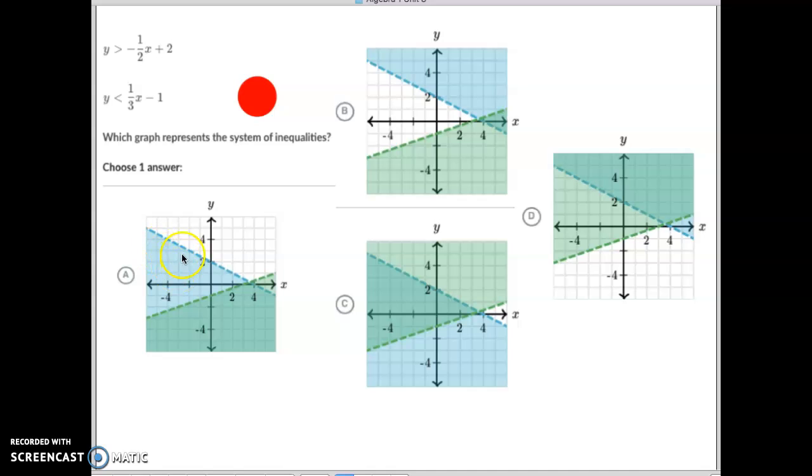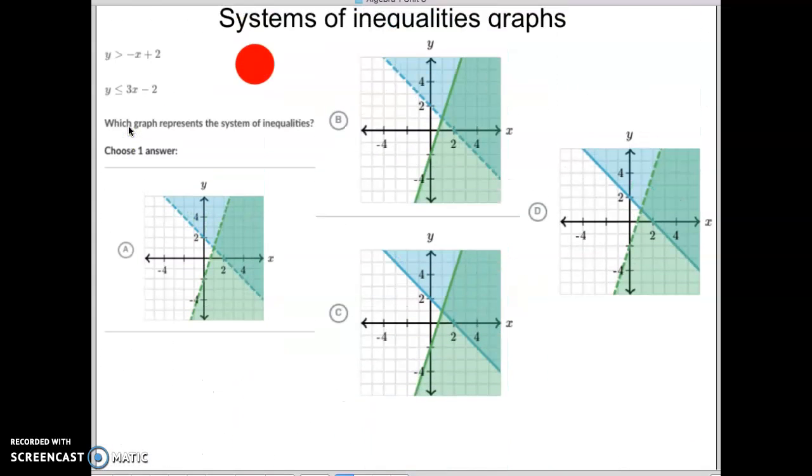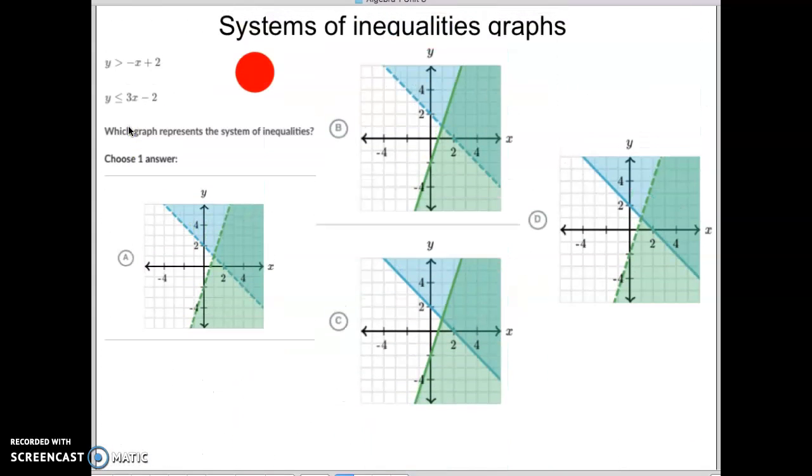And then you have to look at the shading. What direction is the shading going? You never get both at the same time, so you can feel good about that. So you're either watching the shading of these inequalities, or you're looking at the type of lines that these inequalities are producing. So this first one is looking at the type of lines.